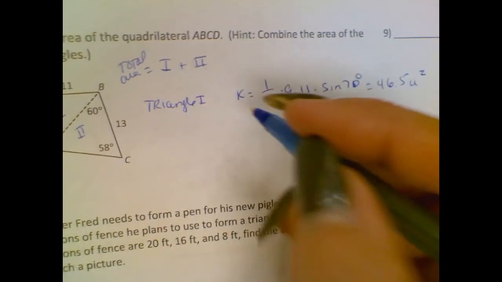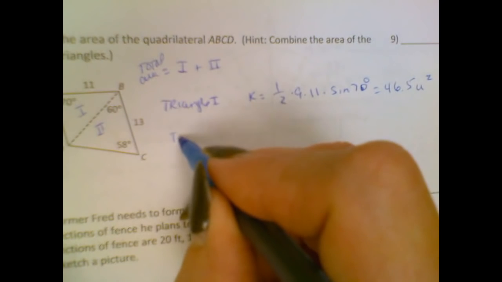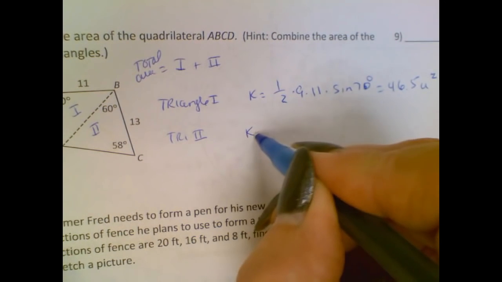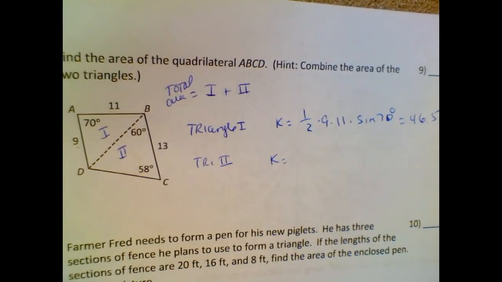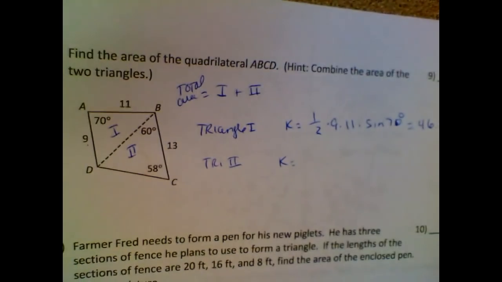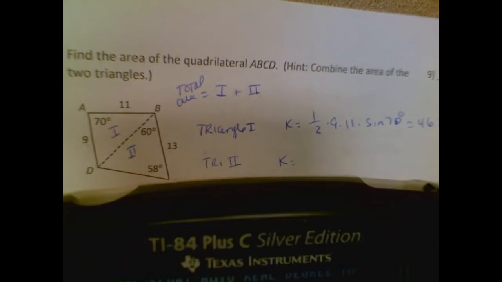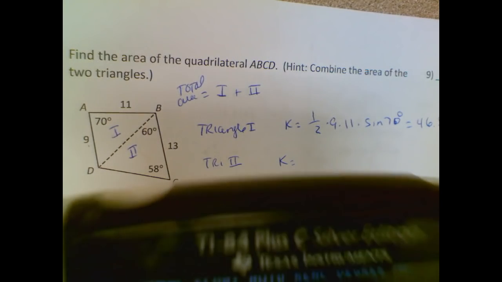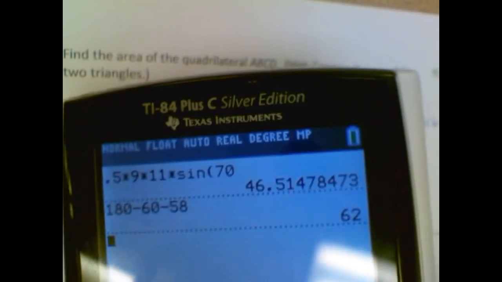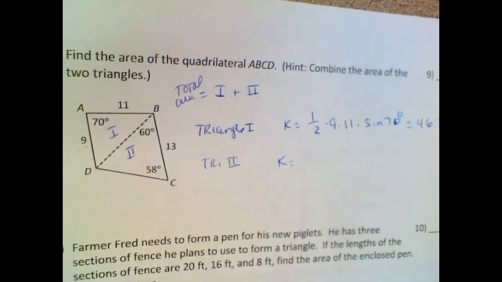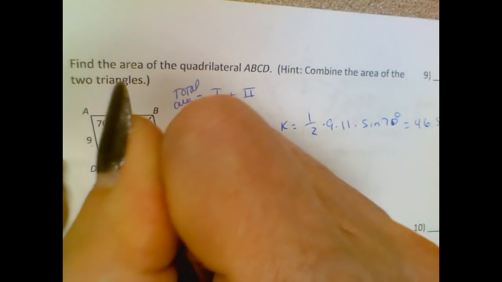So that's your first area, 46.5 units squared. But that's not your final answer because there's a second triangle. So now we're going to do triangle 2. Now this one's different. This one's got 2 angles. So your angle formulas, if you remember, right? Let's go ahead and find the third angle first. And whenever you have 2 angles, you have to find the third. We're going to do 180 minus 60 minus 58. So the third angle is 62. It goes right here.